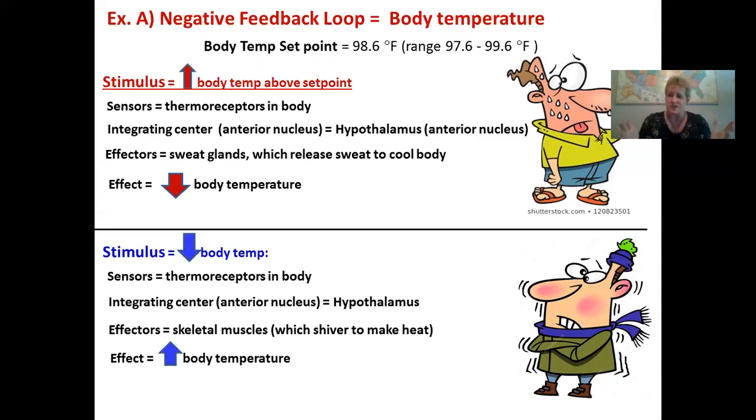Okay, so this is a classic case of negative feedback. What happens when body temperature is too high? Well, gotta get it down. What happens when body temperature is too low? Gotta get it back up. That's what the body can do.